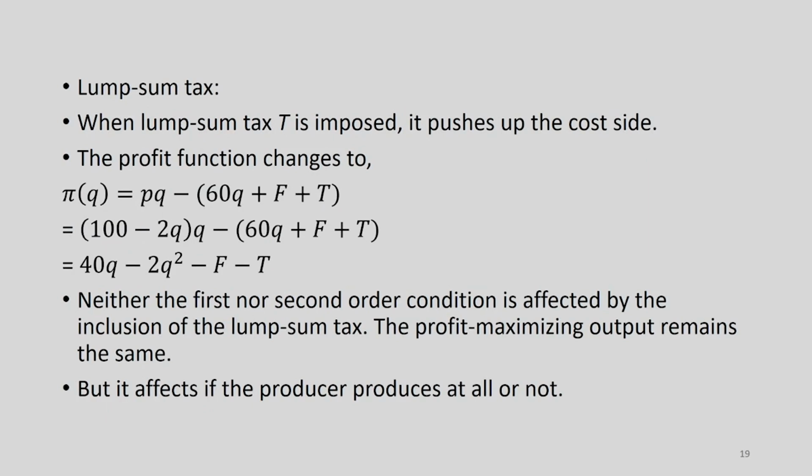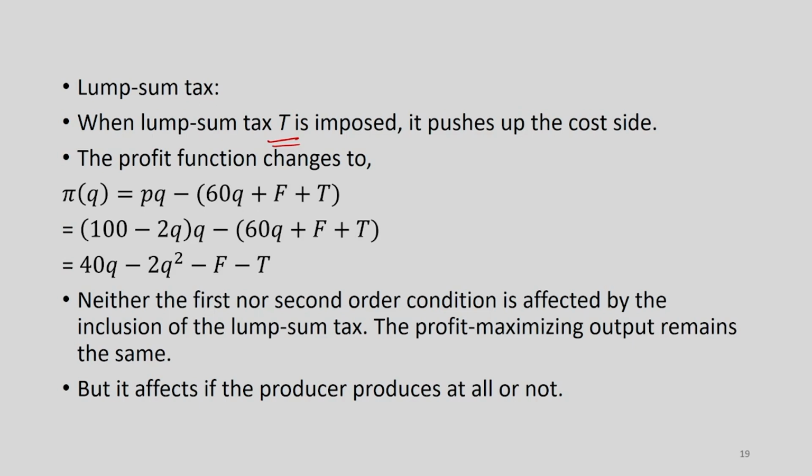Okay, now we come to the tax part. So, the government has imposed a lump sum tax. What is a lump sum tax? It basically pushes up the cost side. So, the producer has to pay a fixed amount of money to the government. That is called a lump sum tax, and that amount of money is given by capital T.